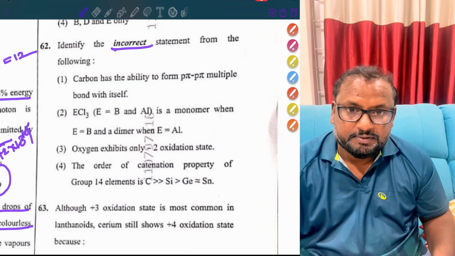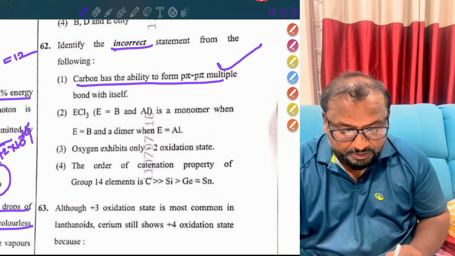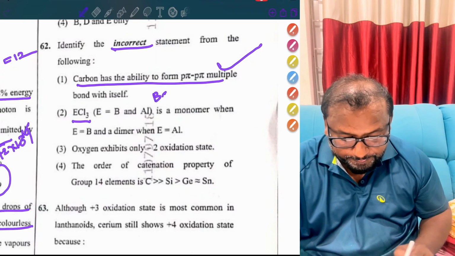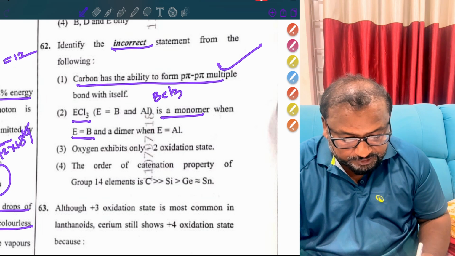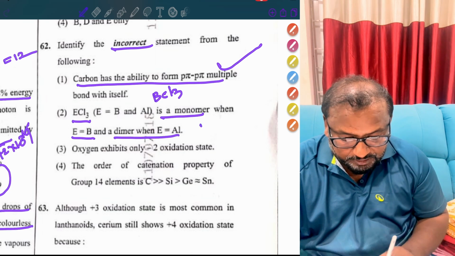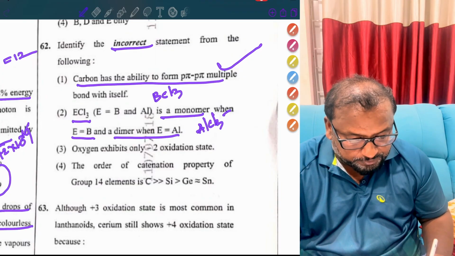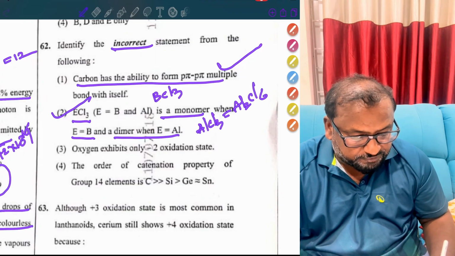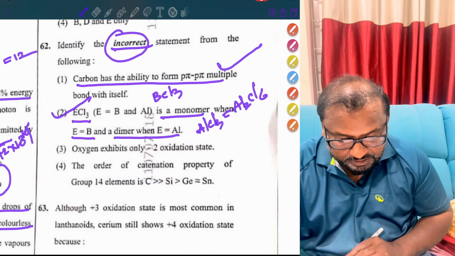This one is also an interesting one. You have to identify the incorrect statement. Carbon has the ability to form p-pi multiple bonds. That's true. ECl3, when E equals B, that means BCl3 is a monomer, and a dimer when E equals aluminum. That means he's saying that AlCl3 exists in the form of Al2Cl6. So both the statements are correct.